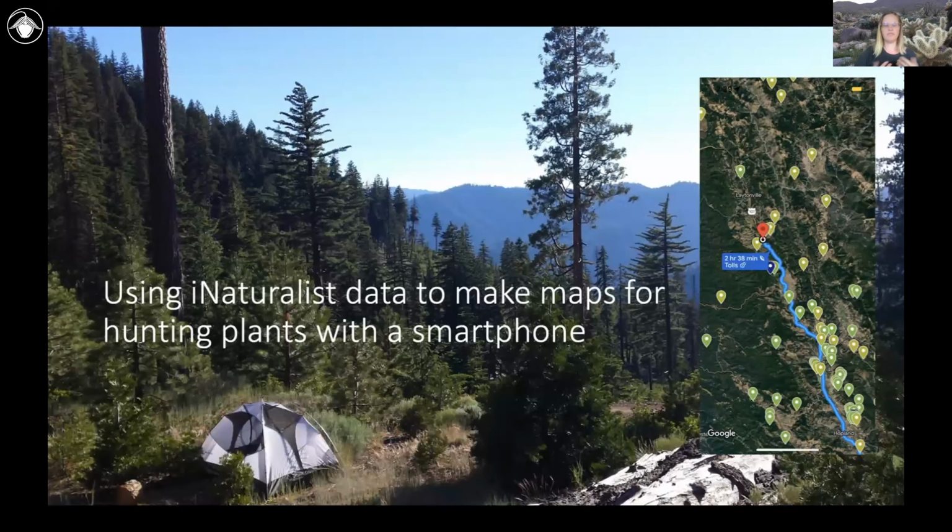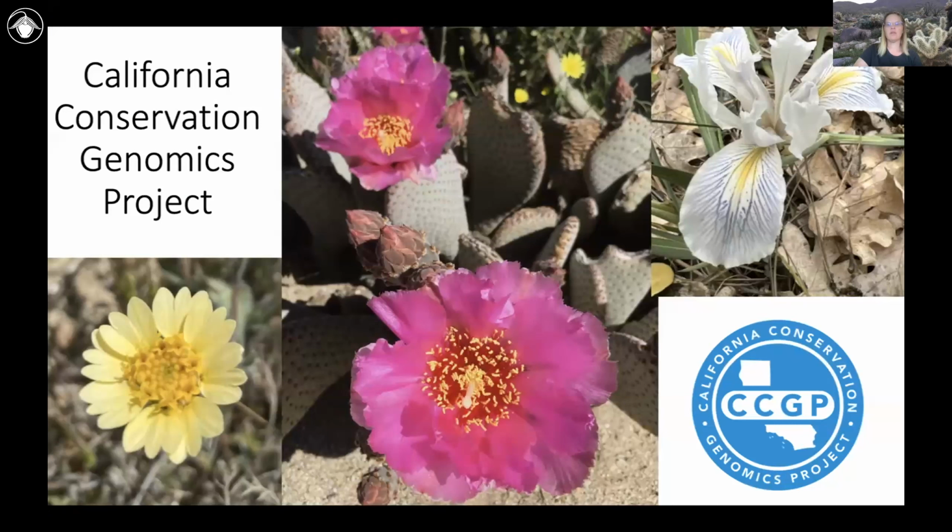This is just something that came in handy that I thought was a useful skill I'd like to share. Going out in the field and collecting plants is a lot easier than it used to be, partly because we have so much more precision with locality information. So this became a really important strategy when I was working on projects with the California Conservation Genomics Project.